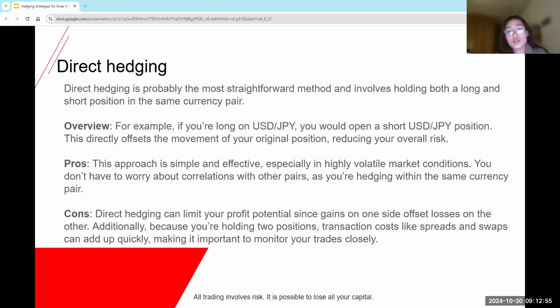So let's say you're long on dollar yen, expecting the dollar to appreciate against the yen. However, due to upcoming geopolitical events, you're unsure if this appreciation will occur. So to protect yourself, you open a short position in the same currency pair, dollar yen. And if the dollar weakens, the short position compensates for the loss on your long position. Direct hedging is quite often used by beginners since it's quite simple, but you always want to remember to account for the additional costs involved when you are holding two opposing positions.